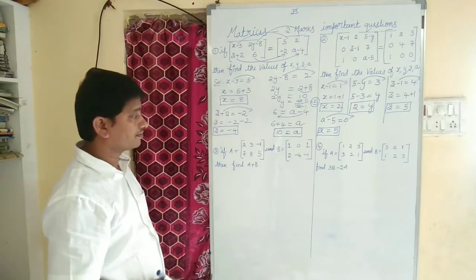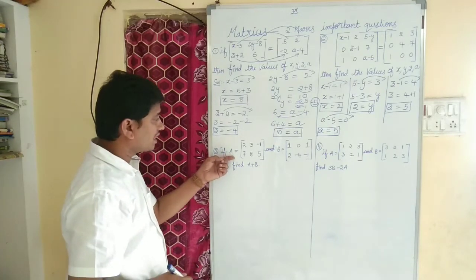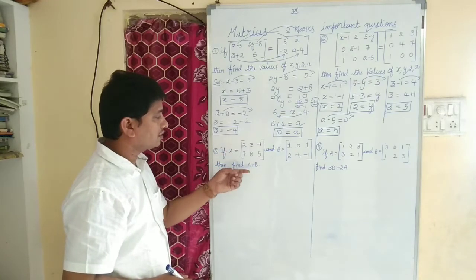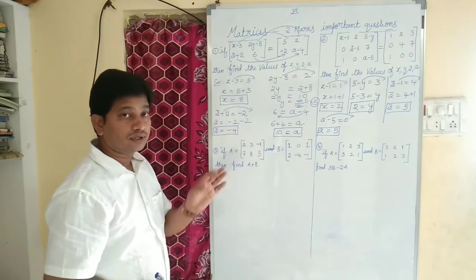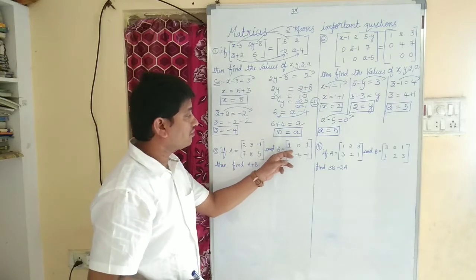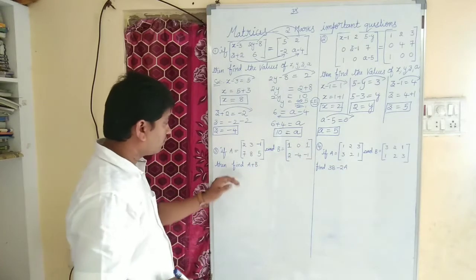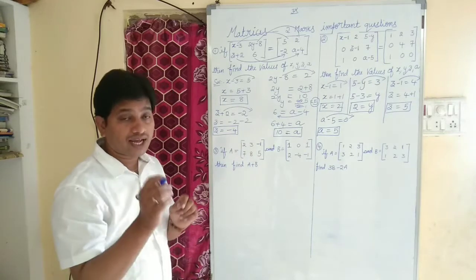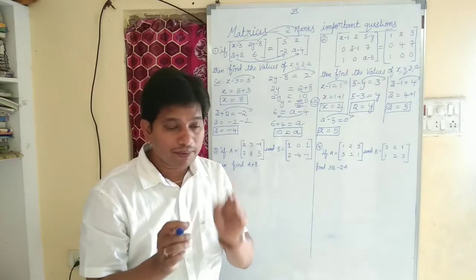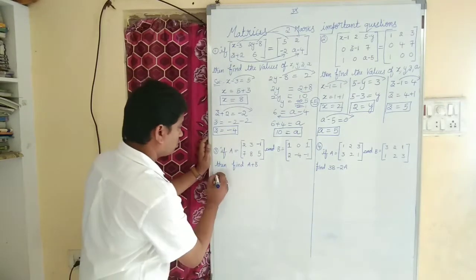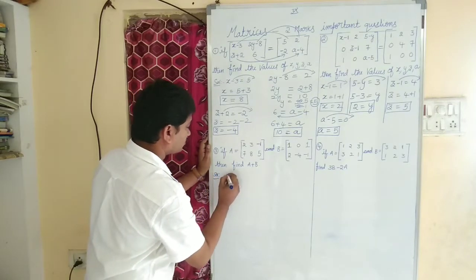Addition of matrices. Matrix A is given as 2, 3, minus 1, 7, 8, 5. And matrix B is given as 1, 0, 1, 2, minus 4, minus 1. Then find A plus B. They are asking to find A plus B. Okay. So let us find A plus B.